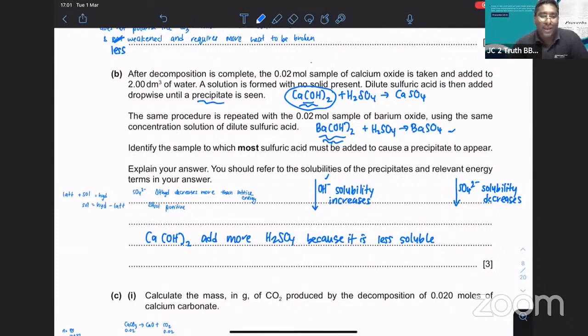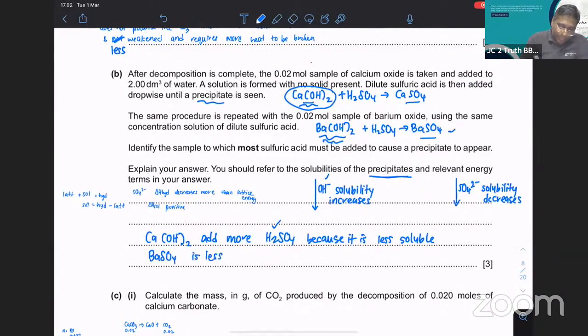When you explain, you should refer to the following. One of the explanations is that it is going to be less soluble. And you also need to refer to the solubility of the precipitate. Now they're asking you to talk about the solubility of the precipitate. The precipitate is calcium sulfate and barium sulfate. If you talk about the precipitate, barium sulfate is less soluble.